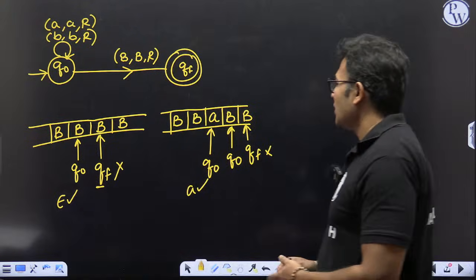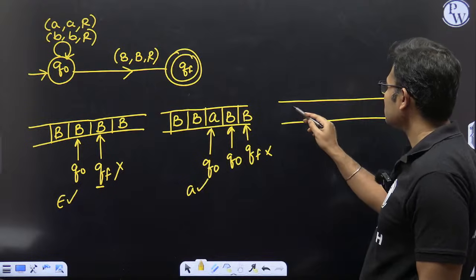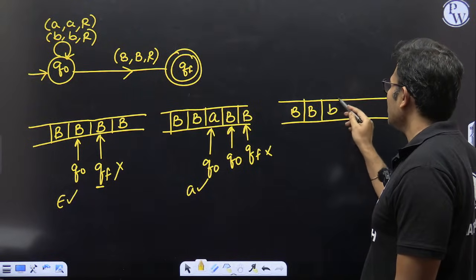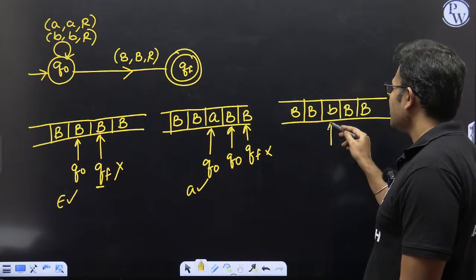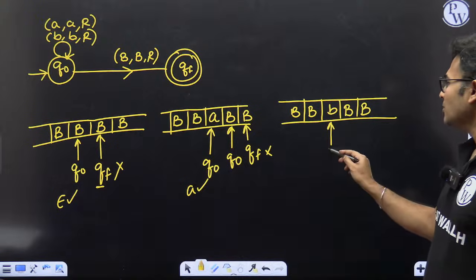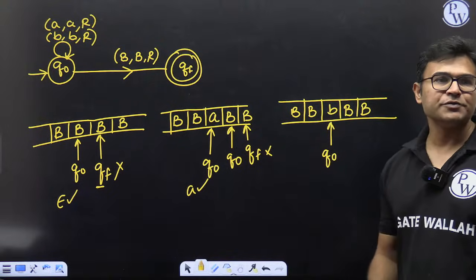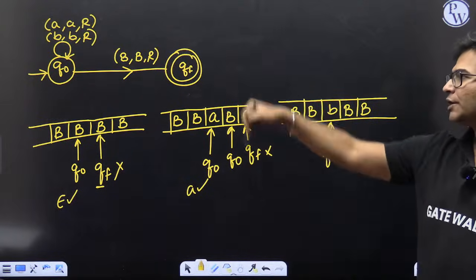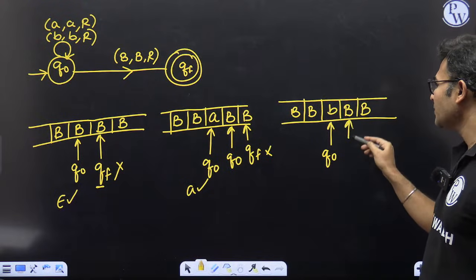Right? Let us see for B. Blank, blank, B, blank, blank. Now you are in state B. You are seeing B. Initially you will be in state Q0. Q0 on seeing B leaves it as B and moves right, and it will be in state Q0 only.